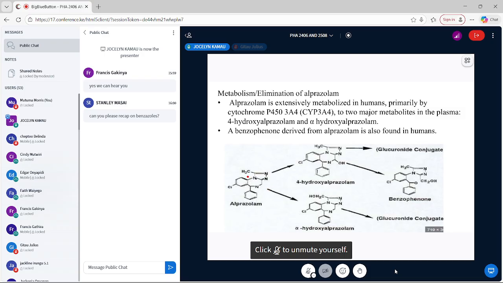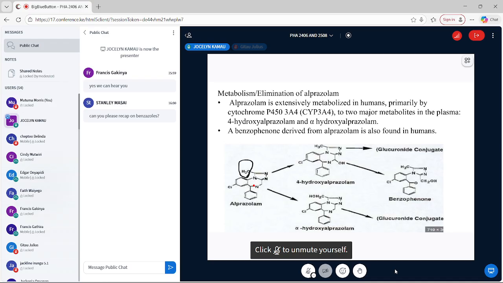When it comes to metabolism, I mentioned that group there, and that group can regularly be hydroxylated. That compound gives the rapid alpha-hydroxy alprazolam, and this is a major route of metabolism. It goes through rapid conjugation to give us the glucuronide conjugate, and that is what shortens the duration of action of alprazolam compared to diazepam.